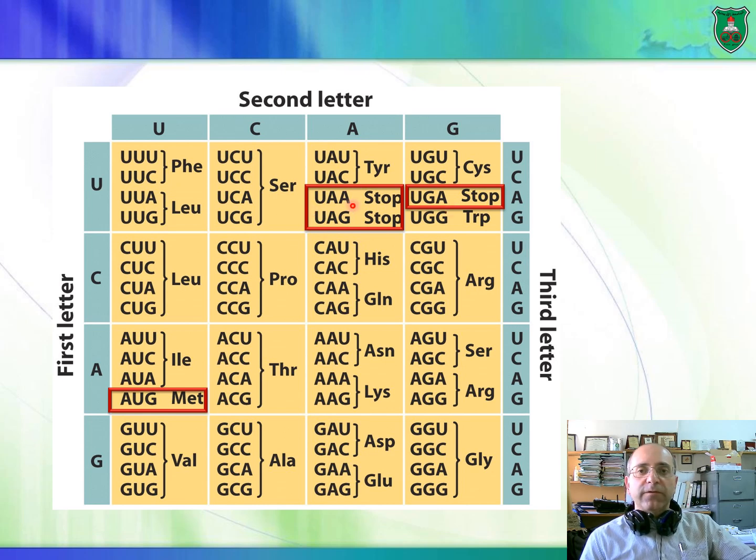Then we have these three codons, UAA, UAG, and UGA. Now these three codons are not represented by any amino acid, and they encode a stop codon. That is, this is where translation terminates. That's where it ends. It ends whenever you get to this codon or this codon or that codon.